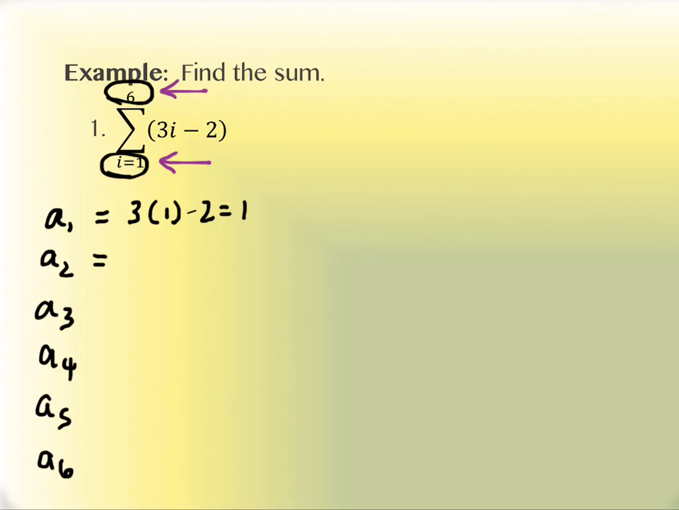Okay, so we're going to go down this list. I'd like for you to go ahead and fill these in. I'll do the second one with you again. So we'd be doing 3 times 2 minus 2, which would give me 4. 4 is correct. Go ahead and go down with a3, a4, a5, a6. Fill those in, and then we'll make sure everybody has the same values for those. Okay, so find those 4 more values and write those down.